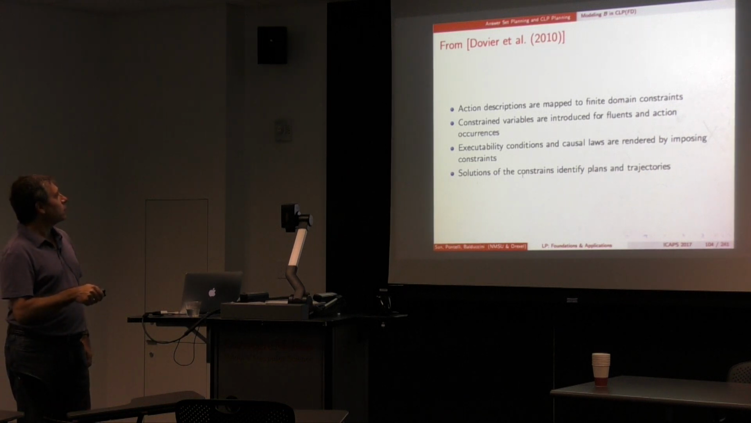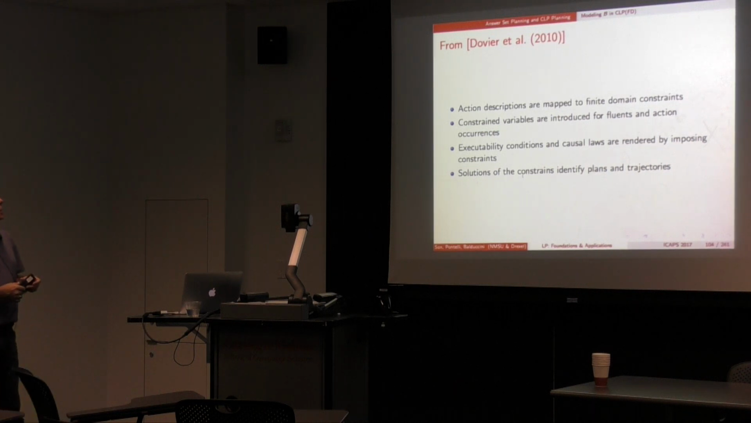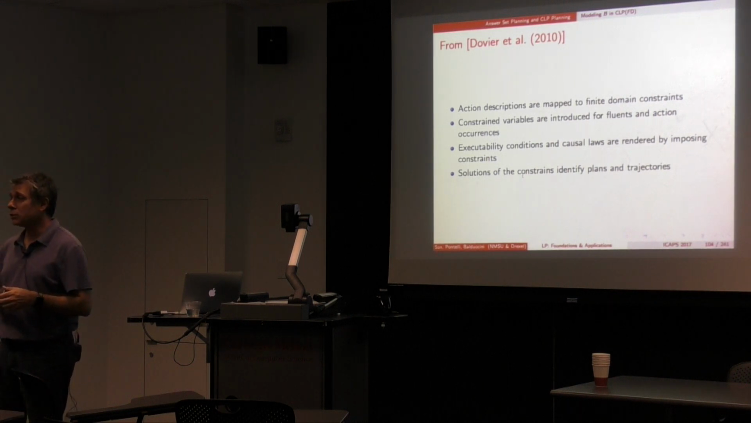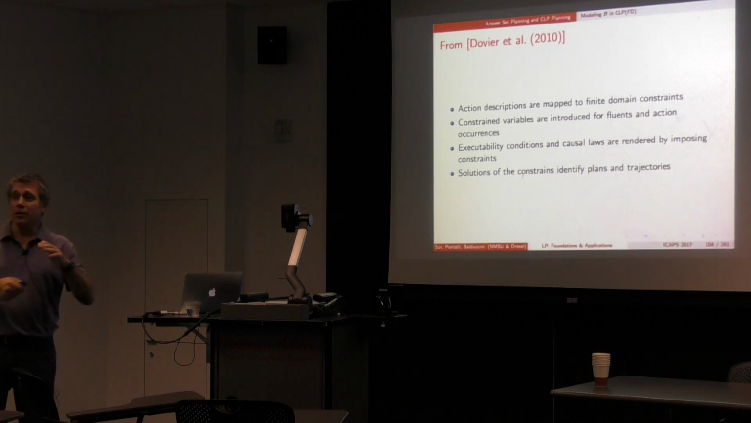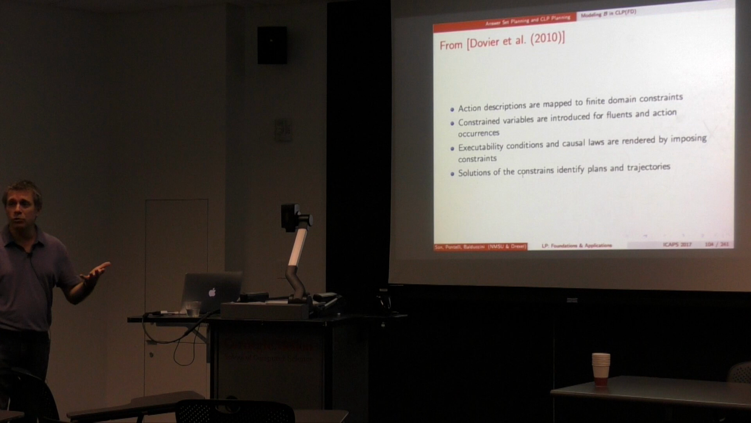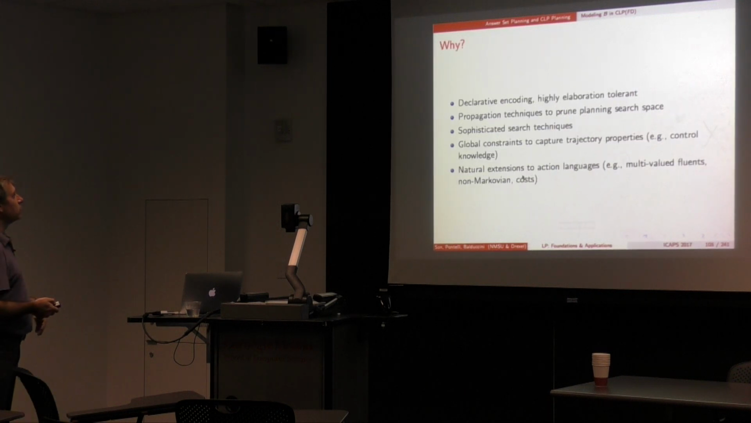So the idea is actually fairly simple. We are mapping action descriptions to finite domain constraints. We create separate variables to represent fluents as well as to represent occurrences of actions. And we just map the entire action theory onto a collection of constraints. Then the resolution of constraints should correspond one-to-one to the plans that solve the problem.